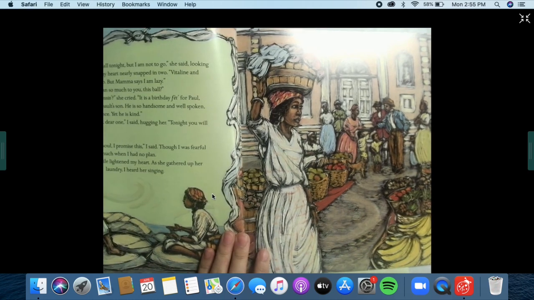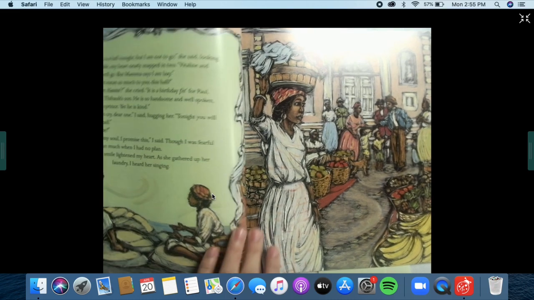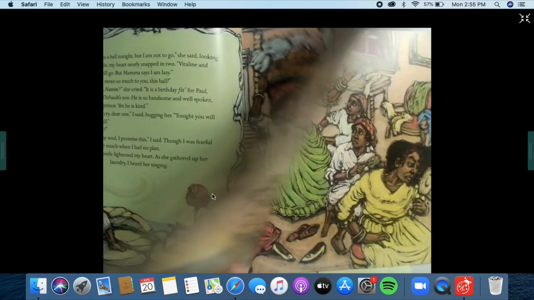Now I'm going to think about what Cinderella's problem is. Well, it starts out when there's going to be a ball for Paul, and Cinderella's stepmother would not let her go. This is her first problem.